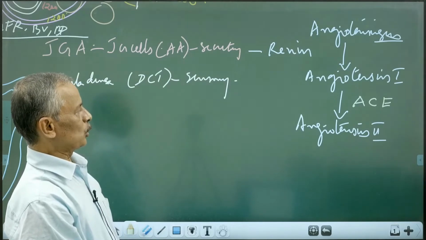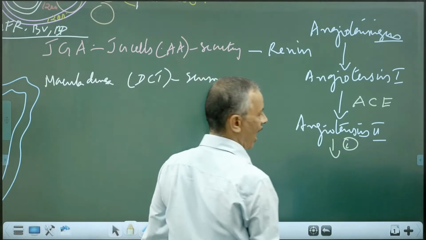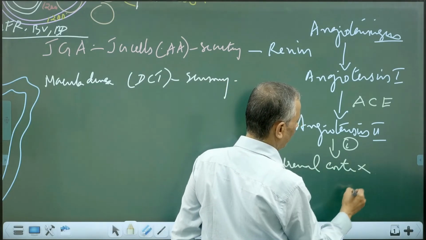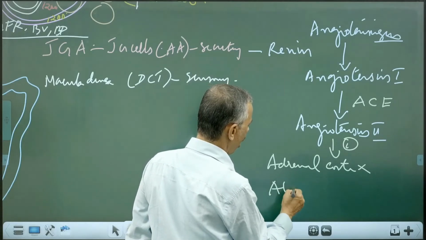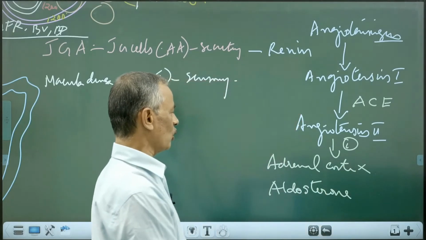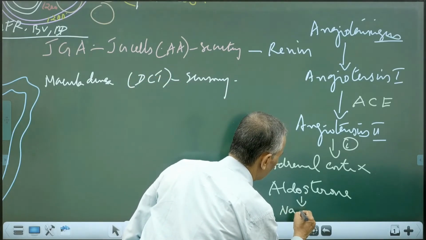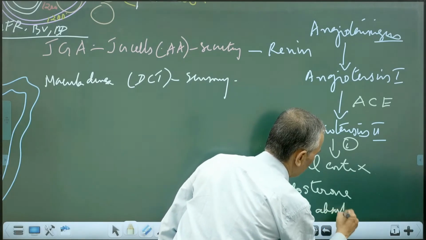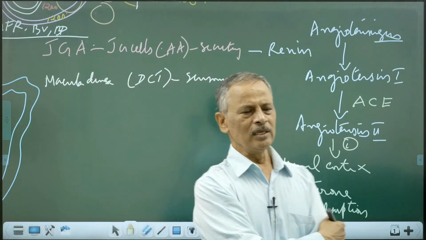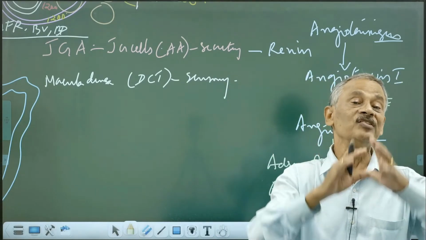This angiotensin 2 has two functions. One, it will act on the adrenal cortex and activate the production of a hormone called aldosterone. Aldosterone is a steroid hormone produced by the adrenal cortex, which will increase sodium absorption back from urine, from the alimentary canal, and also from the sweat produced by our skin. So sodium content in the blood is very much increased.